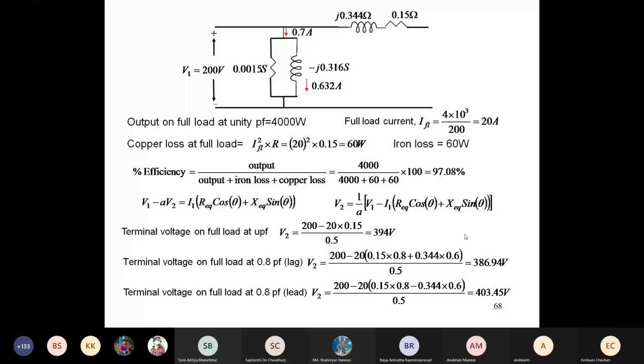Okay. So let us go to the next topic. Transformer efficiency. That is how efficient is the transformer. Okay, can you hear me? Yes, sir, you're audible.